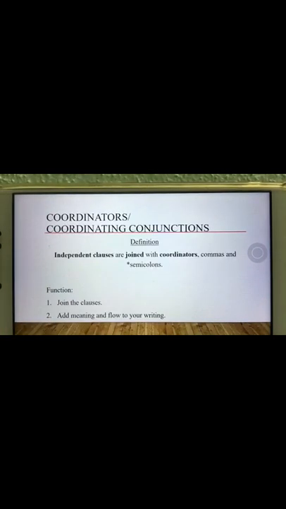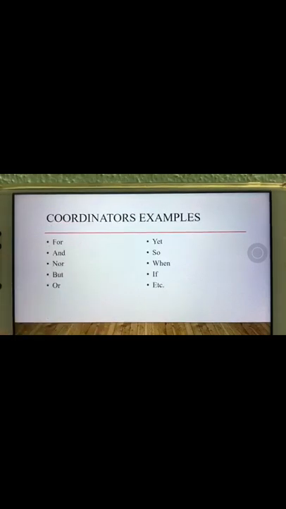Moving on, let's learn about the coordinators or coordinating conjunctions. The definition can be explained as independent clauses joined with coordinators, commas, and semicolons. What are the functions of coordinators? The function of coordinators is joining the clauses and adding meaning and flow to your writing. These are the coordinator examples. We have for, and, nor, but, or, yet, so, when, if, and others.